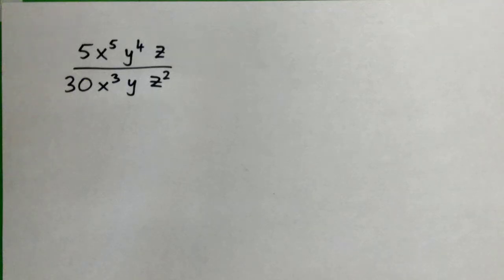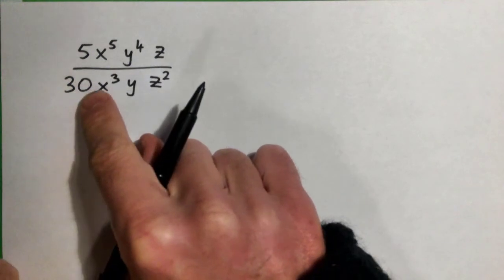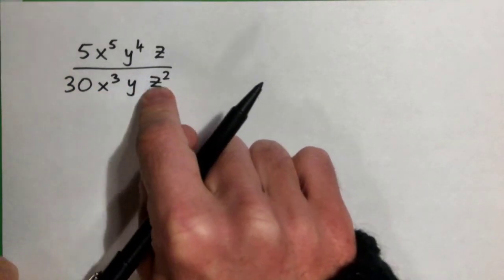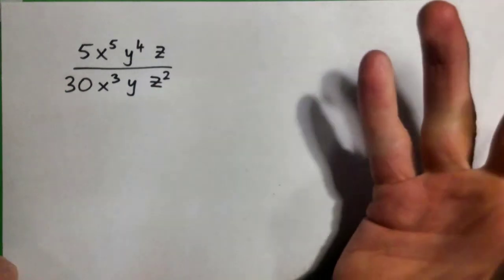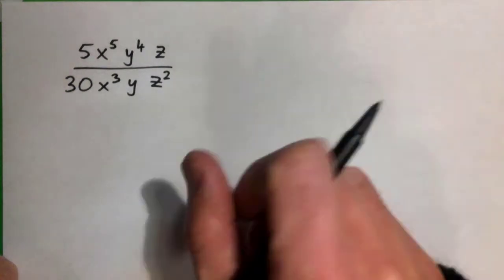So we've got to simplify this expression. Now, it's 5 times x to the power of 5 times y to the power of 4 times z over 30 times x to the power of 3 times y times z to the power of 2. So you can do what's called the quotient rule and just subtract with the exponents.